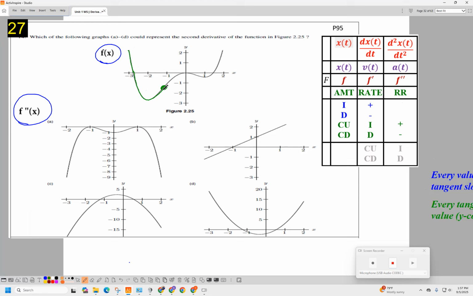So hey, when f is concave up, f double prime is supposed to have positive y values. So that means I can eliminate one. I can have all of them. You're right. We're done. D is the answer.